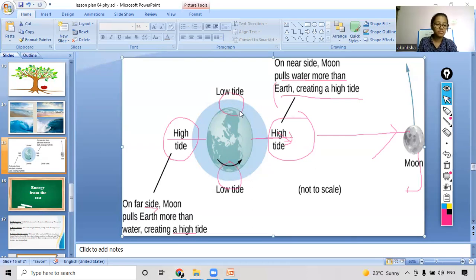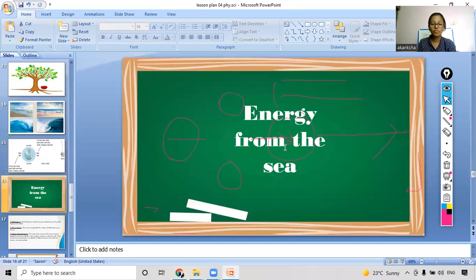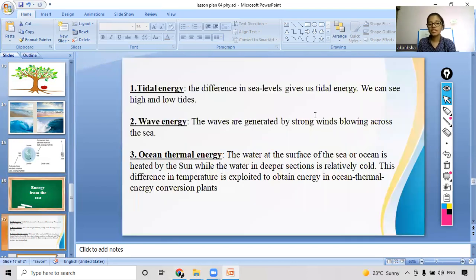Yes, okay. So now we will move on ahead and start our next, third topic, that is energy from the sea. What types of energy are we getting from the sea? There are three types: tidal energy, wave energy, and ocean thermal energy. So let's see these energies one by one in detail. Tidal energy: the difference in the sea level gives us tidal energy. We can see high and low tides.